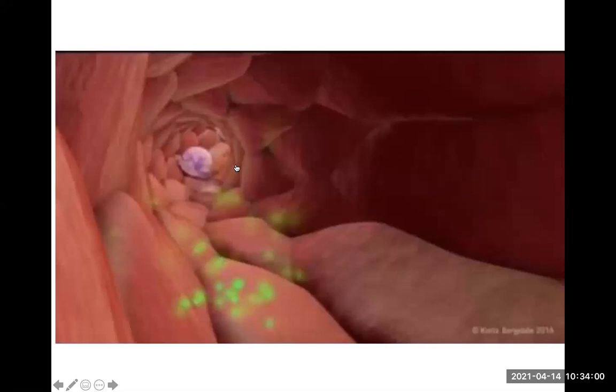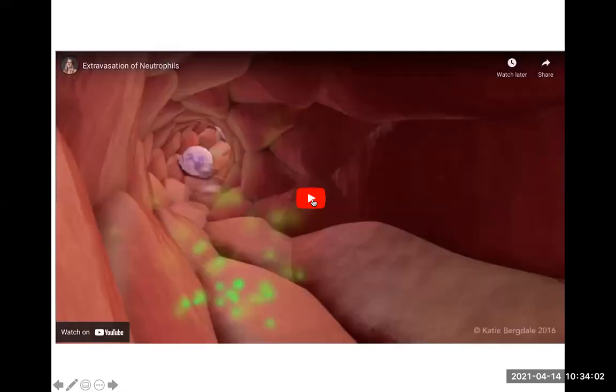Here is an animation of the process of the white blood cells adhering to and squeezing through the vessel.